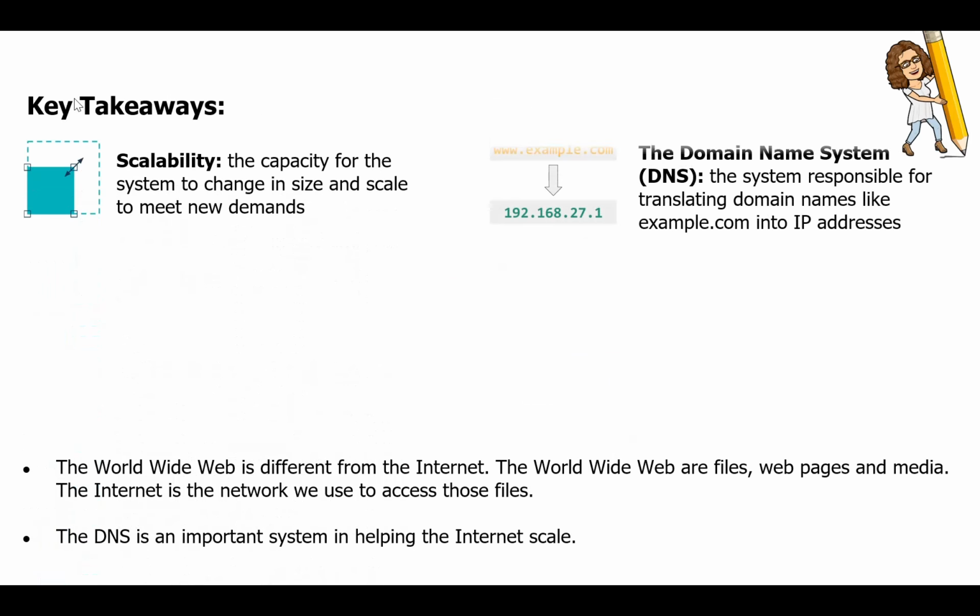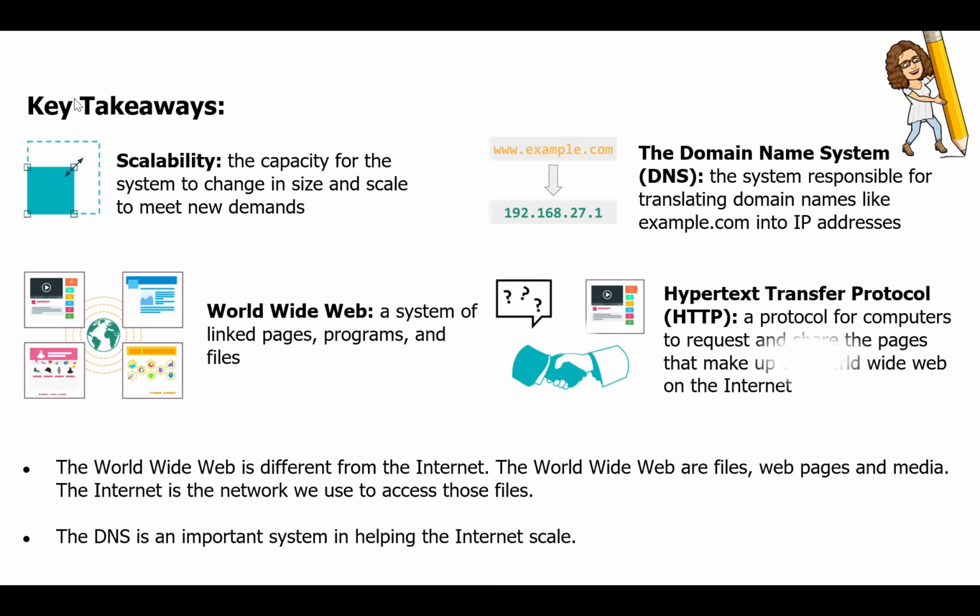Okay, key takeaways. Some vocab that we need. Scalability: the ability for our system to change in size and scale to meet new demands. Our web internet needs to be scalable because every day there are new things that are being added to our internet. We have computers, cell phones, tablets, smart fridges, smart watches, smart toasters. Everything that is being wired into the internet needs to be scalable, so we need more room to be able to hold on to stuff.